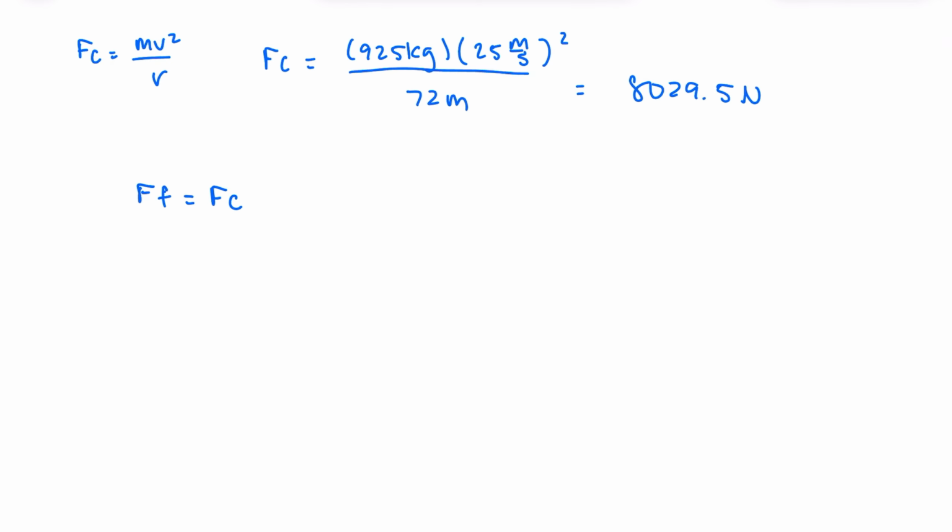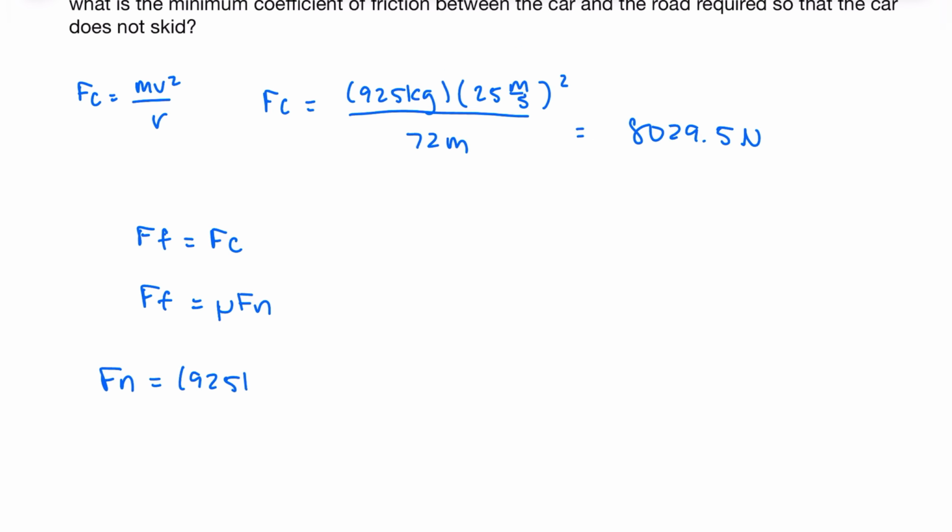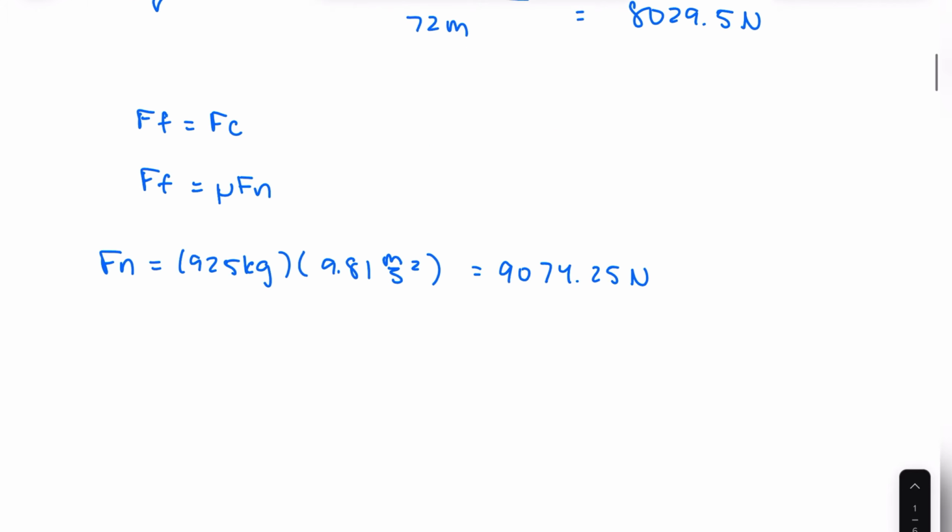So since we know that F_f equals F_c, we can just solve for coefficient of friction using the F_f equation, which is F_f equals mu F_n. So now we just have to solve for F_n and then plug in for F_f. So F_n is just going to be mg, so 925 kilograms times 9.81 meters per second squared. We can do this because it's just on Earth like normal. And this is going to get us 9,074.25 newtons.